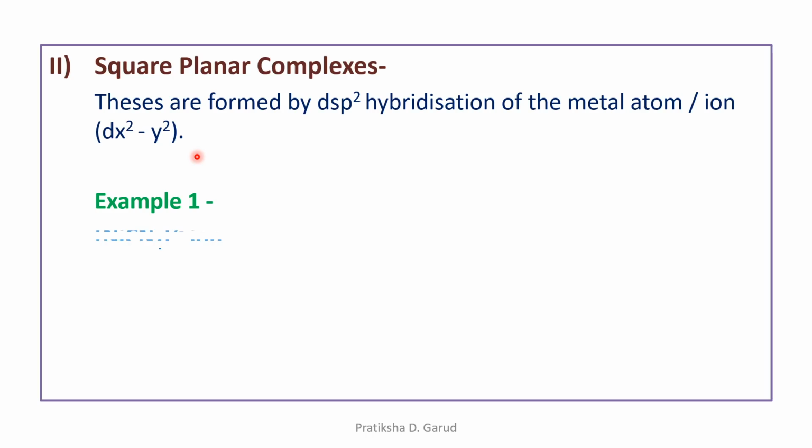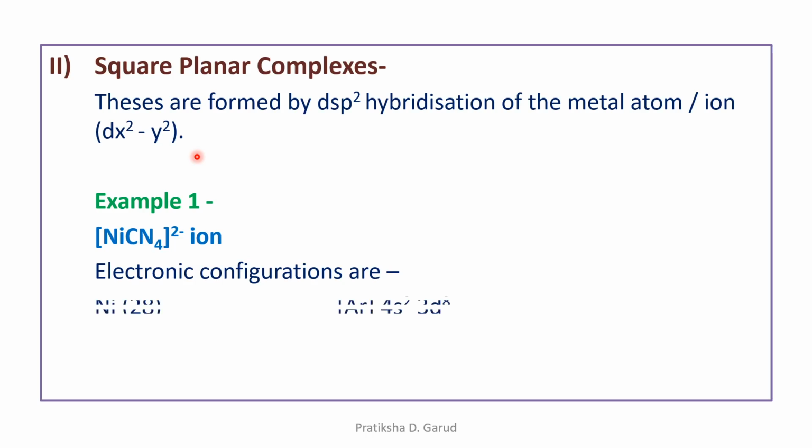So the first example for this is the [Ni(CN)4]2- ion. Again, we should know the electronic configuration for the central metal atom or the ion. So here it is nickel with the atomic number 28. That means the electronic configuration is the argon core, that means atomic number 18, 4s2 3d8. Then the oxidation number of the nickel over here is 2+, so it is Ni2+.